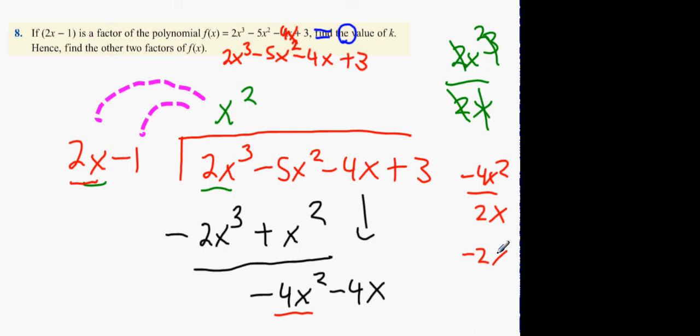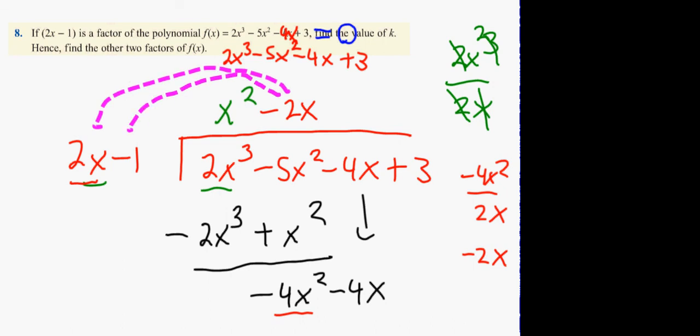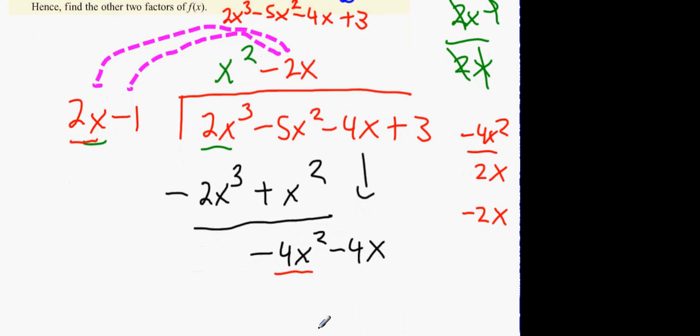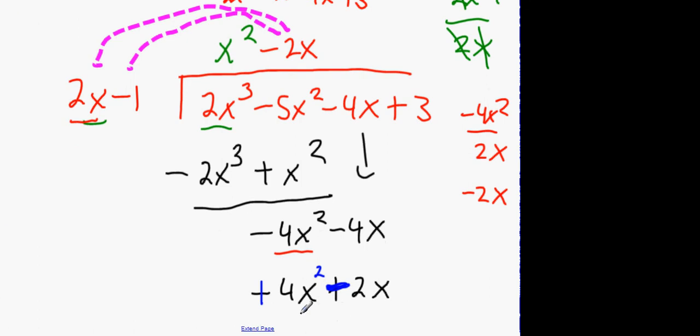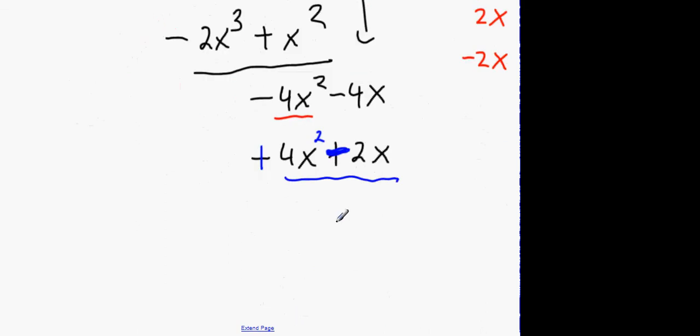Minus 2x. Next step, multiply the minus 2x by the 2x minus 1. What do we get? Minus 4x squared plus 2x. Once again, change the signs. Turns into a plus 4x squared, you're right, minus 2x. What do we get this time? Minus 6x plus 3.